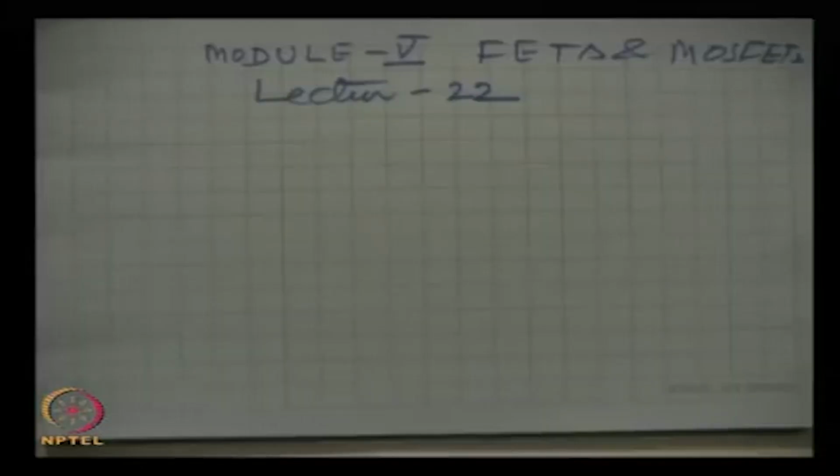Let us start the next module, module 5, which is on field effect transistors. After the BJT, the bipolar transistor, it is the second generation transistor. BJTs were developed first, and FETs, as they are popularly called, came later. FETs are very widely used, particularly in integrated circuits.